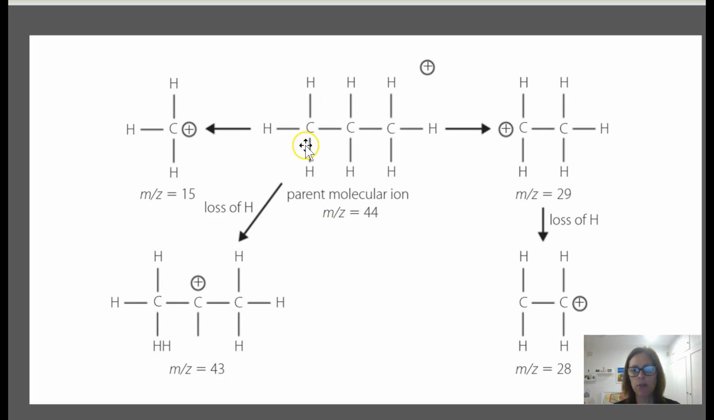Here again, starting from our parent molecular ion, if we lose a CH2, CH3, we'll be just left with the CH3, which has an m/z ratio of 15. And on this side here at 29, we've lost the CH3 and we're left with the other component, which is 29. And again, 29 to 28 is a loss of a hydrogen atom. So we're going to try and just break it down.